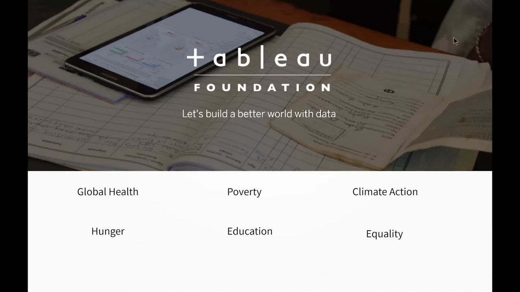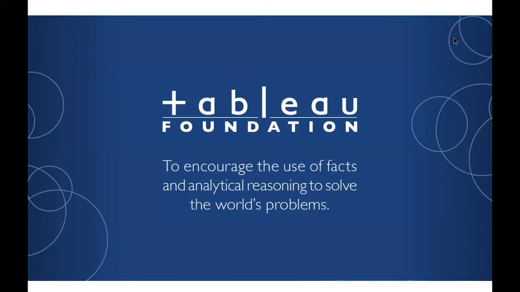Tableau Foundation is another arm of Tableau, where essentially they help non-for-profits around the world in these areas that we're focusing on. You can go to the Tableau Foundation website, tableau.com/foundation. They've got different areas: global health, poverty, climate action, hunger, education, and equality. You can go in and see a lot of different things and how they help with these initiatives worldwide. At the Tableau conference last year, their aim was to give away $100 million worth of software over the next few years, so it's there if you can get access to that. Their motto is to encourage the use of the facts of analytical reasoning to solve the world's problems.